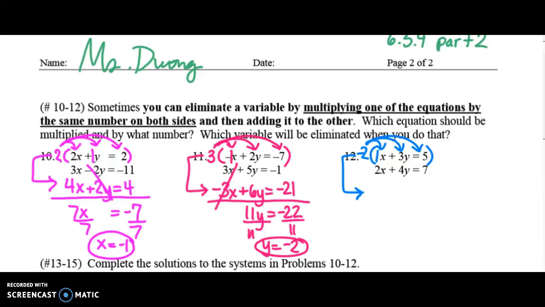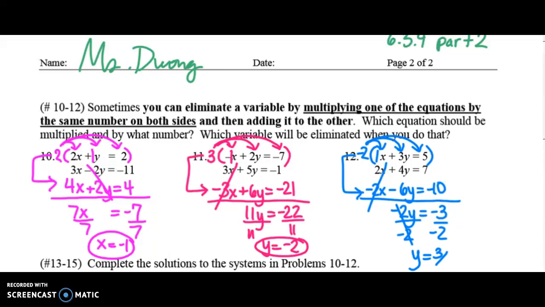As you can see, the top I'm going to decide to multiply by negative 2 just because there are no negatives in this particular combination. So I'm just going to multiply because the coefficient of x in the first equation is 1. I'm going to multiply everything by negative 2. 2x and negative 2x cancel out. 4y and negative 6y make negative 2y.